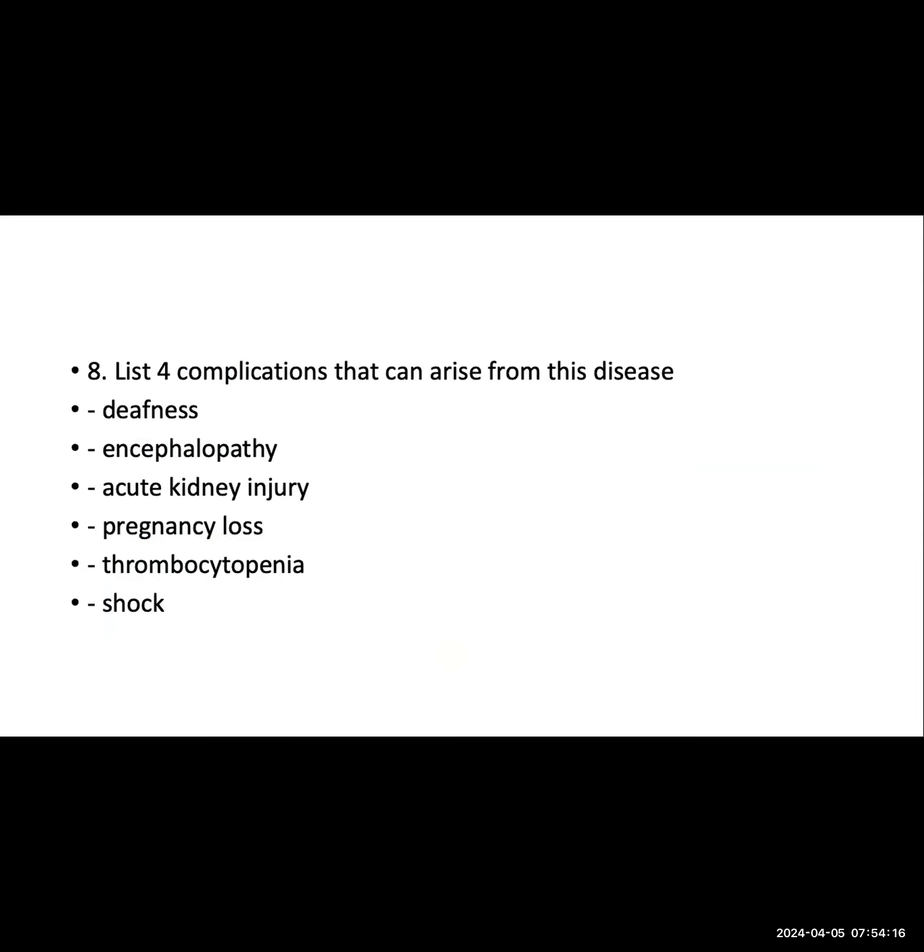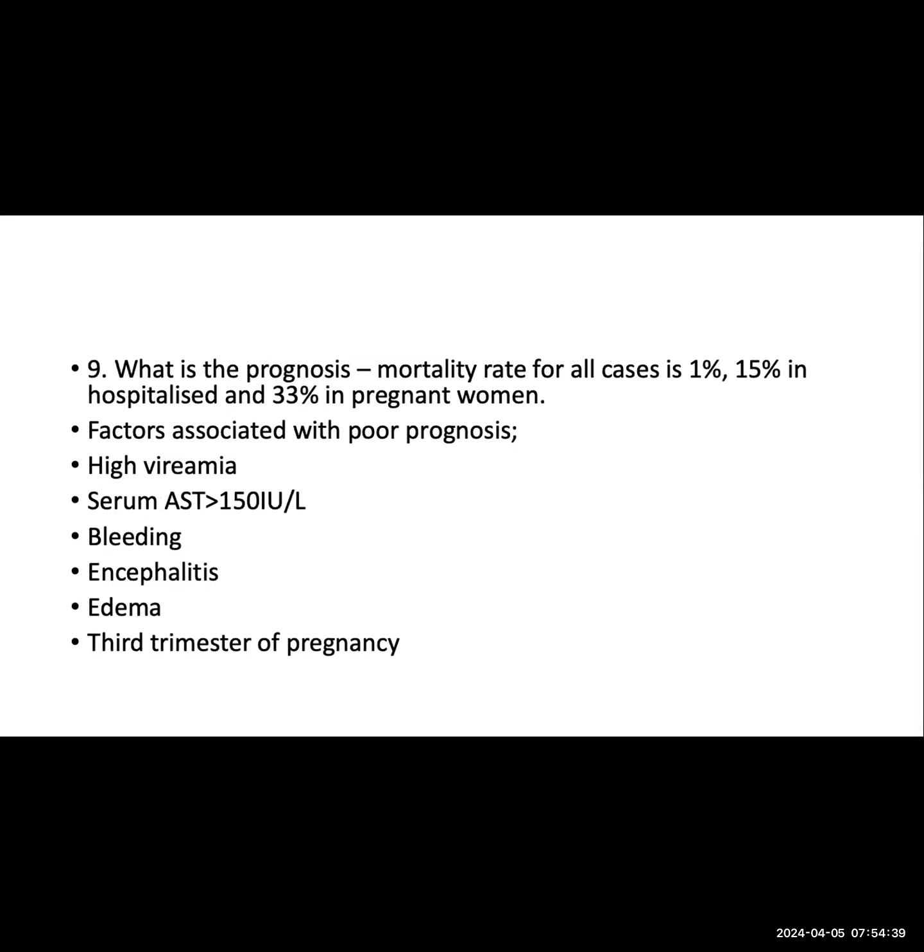And then list 4 complications that can arise from the disease. So we can have sensorineural deafness of varying degrees that has nothing to do with the severity of the illness. Can have encephalopathy, for example encephalitis, which is also a poor prognostic factor in patients with this disease condition. Pregnancy loss, thrombocytopenia, can have shock from sepsis, as well as hypovolemic or hemorrhagic shock.